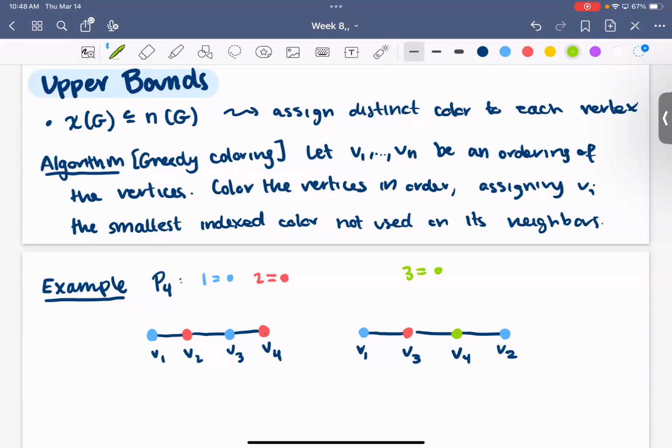So the point of this example is just to illustrate how to do the algorithm, but also that it is possible to get a best possible coloring, but it's also possible to get a coloring that is not necessarily best possible. Are there questions?